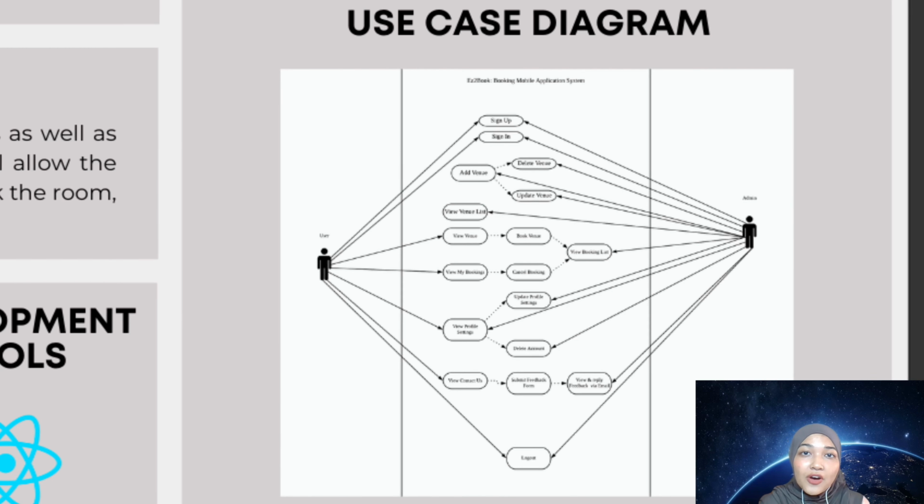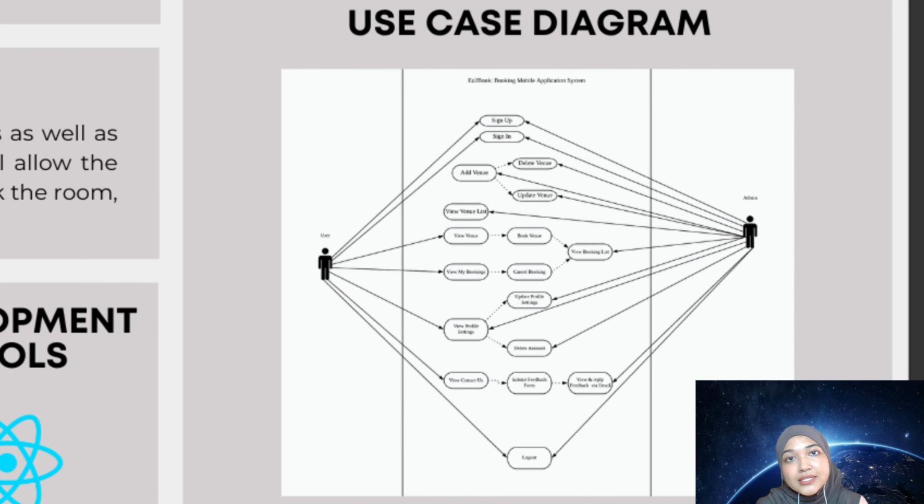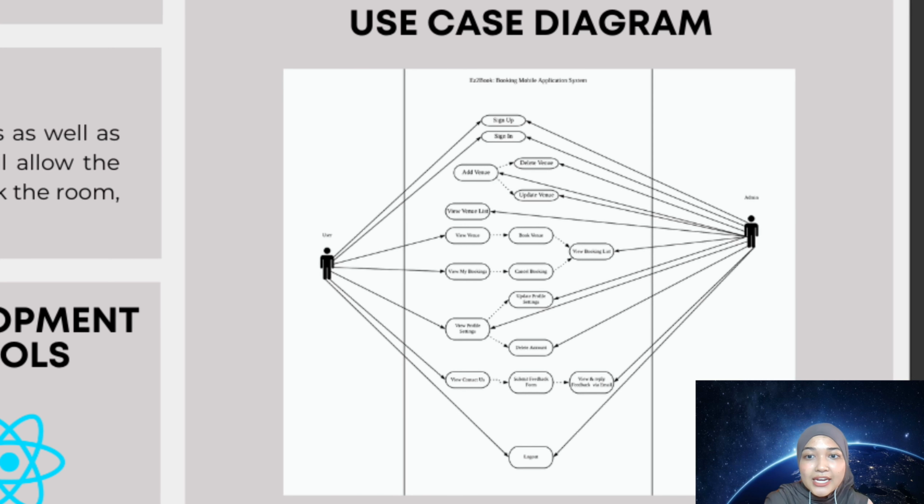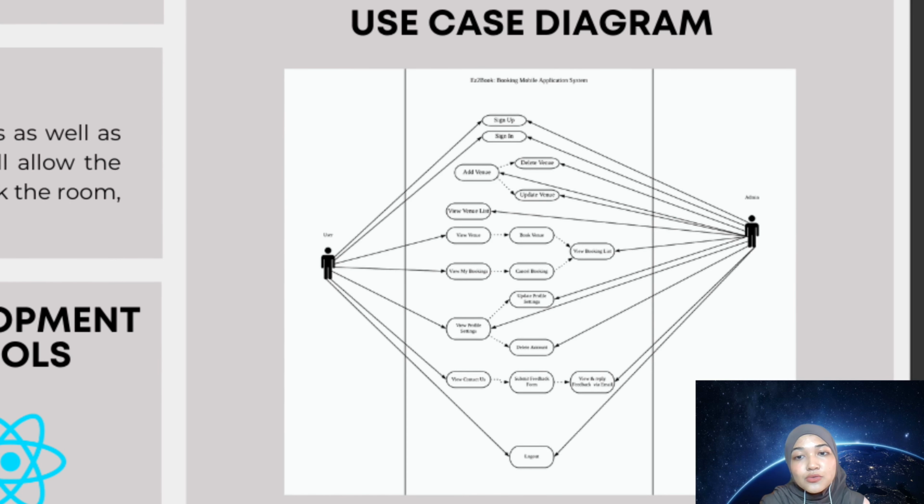Now, let's move on to the use case diagram. We have 2 roles in our system. So the first one is user and the second one is admin. Both of the user and admin are able to sign up an account. Next, they are also able to log in using the account that they have created.